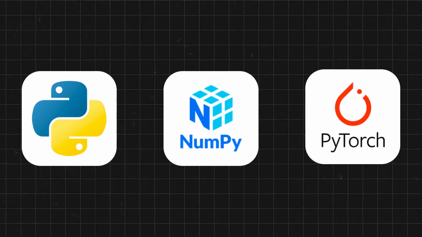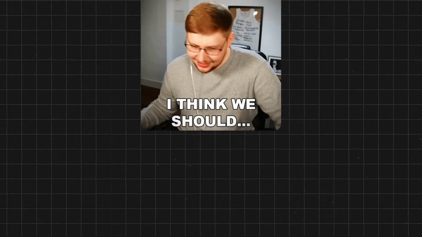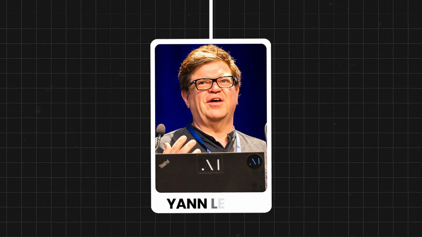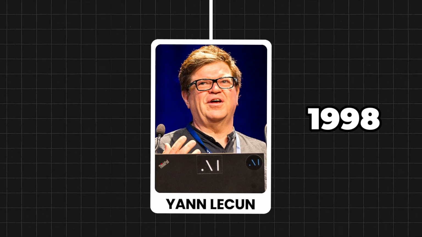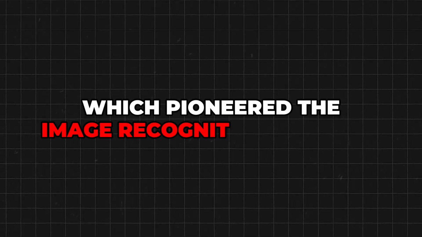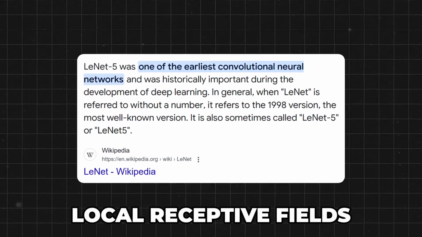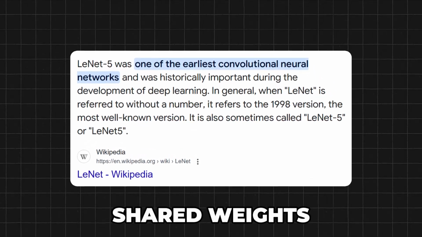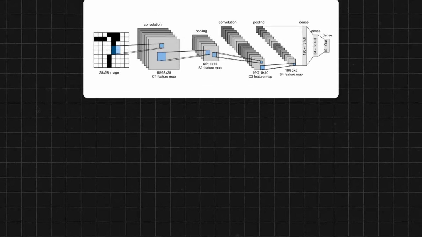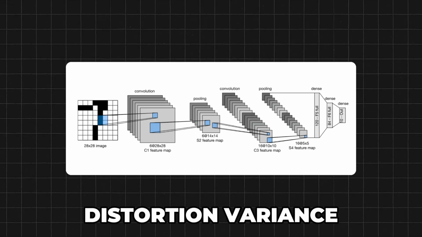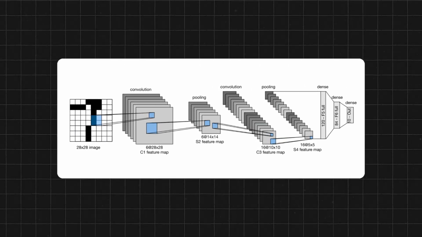Assuming you already have Python, NumPy, PyTorch, and math proficiency, you can get your start by re-implementing the revolutionary LeNet-5 paper, introduced by Yann LeCun in 1998, which pioneered the image recognition subfield. Its key innovation lies in the use of local receptive fields, shared weights, and spatial subsampling. This architecture efficiently handles shift, scale, and distortion variants in handwritten digit recognition.